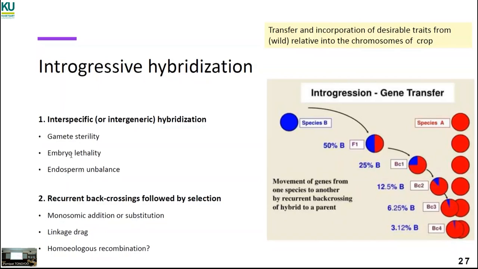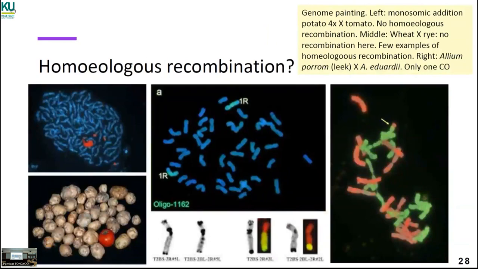And then the hybrid can be used for recurrent backcrosses to the crop, in which you diminish the amount of wild genes and wild DNA, wild chromosome material. Every generation, you test for the gene of interest. That can be mostly resistance to a certain pathogen, resistance to a disease. So that is what is happening all the time with this material. I give you a couple of examples.